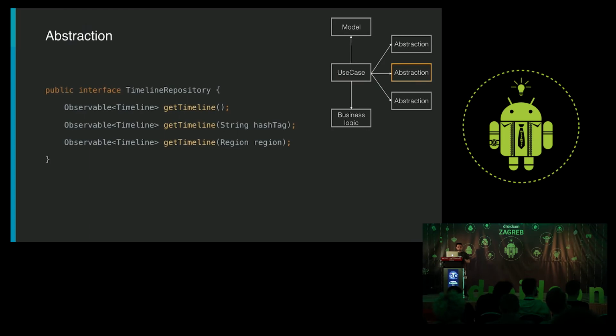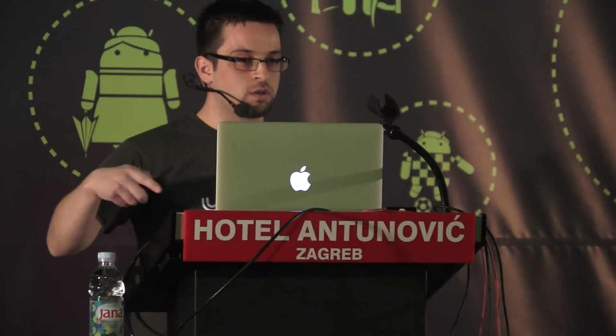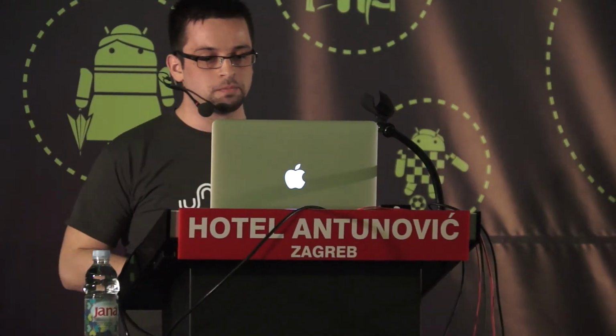And this is how that repository looks. As you see, it's an abstraction. It doesn't have any implementation, just a Java interface that defines what the repository implementer needs to have. And depending on what you're building, you'll have some business logic classes. In our case, let's say we have a business logic class that knows how to map a location into a region. It's called location operations, and I'll refer once more to this class in future slides.